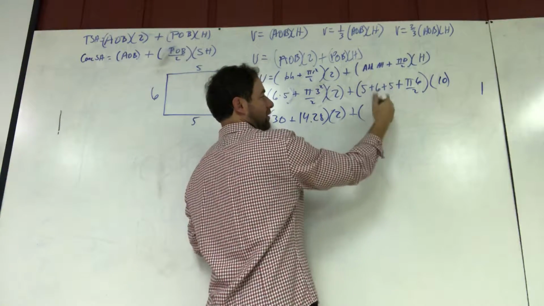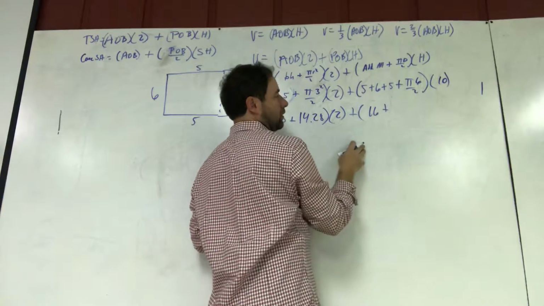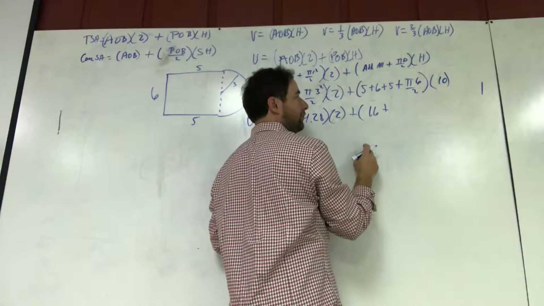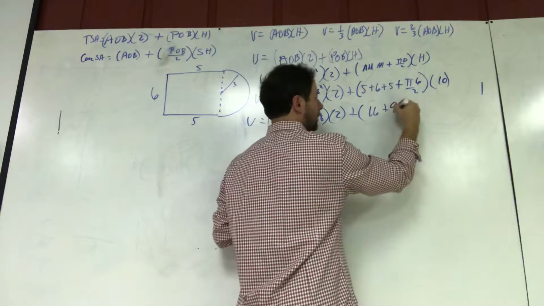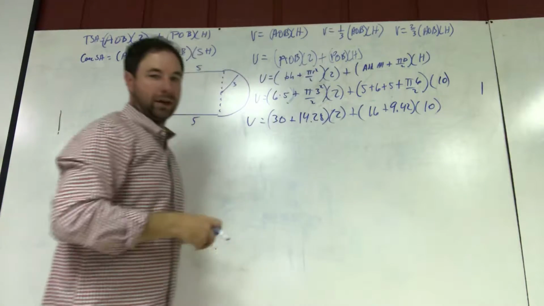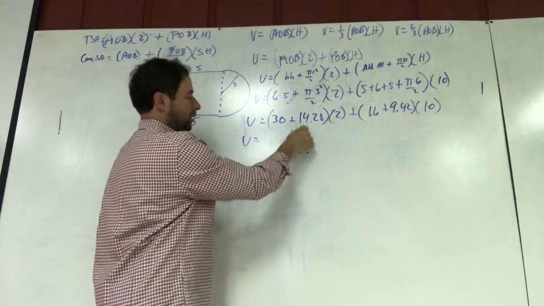Plus we have 16 plus 2 divided by 6 divided by 2 is 3. 3 times 3.14 is 9.42, I think. We're close enough. You can use your calculator. I'm just doing it in my head. You can get a more exact answer. Use your calculator. So volume equals 30 plus that.